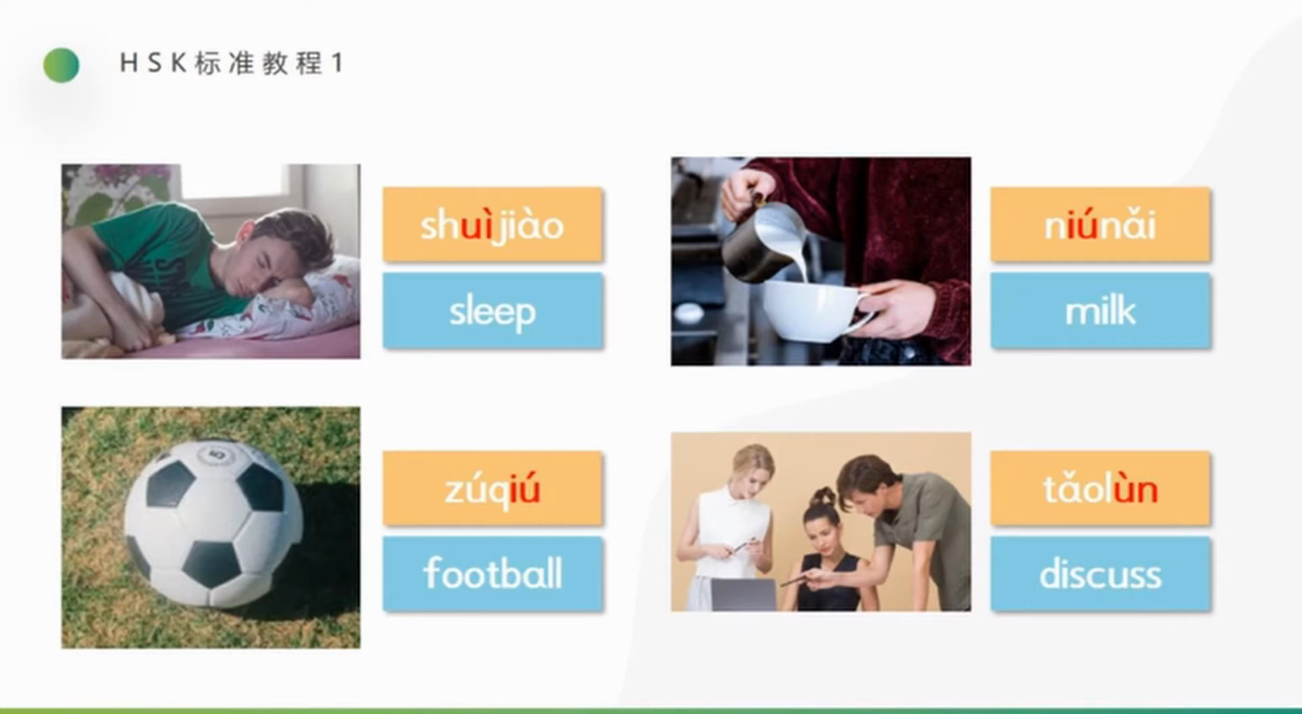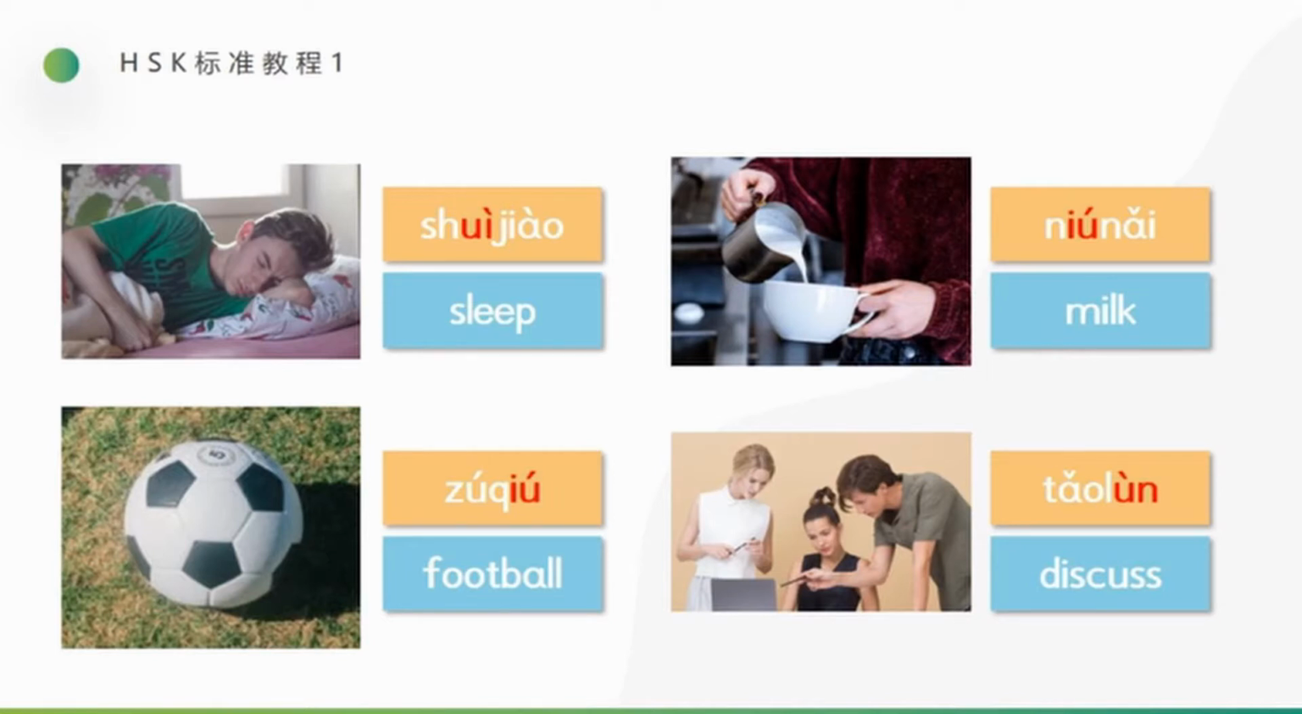Like the first one, 睡觉, it means to sleep, right? And 牛奶, it means milk. 足球, football. 球 means something like a ball, 足球, and basketball we can also call 篮球, basketball.